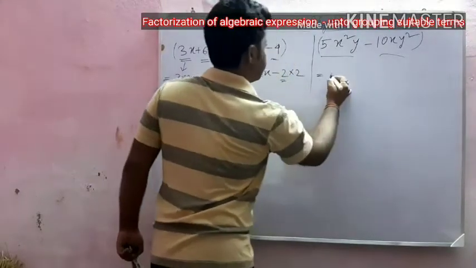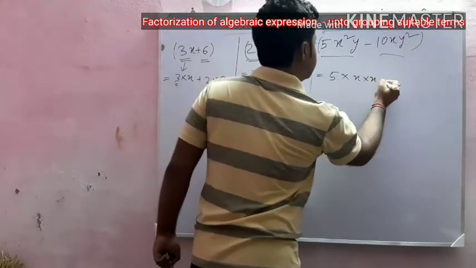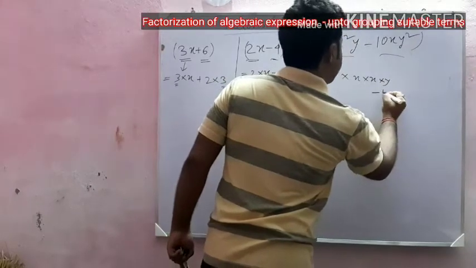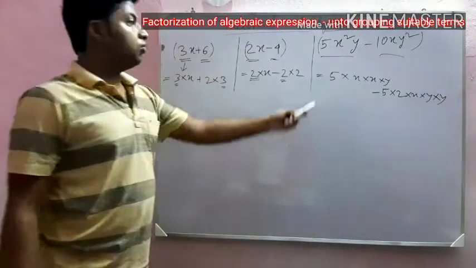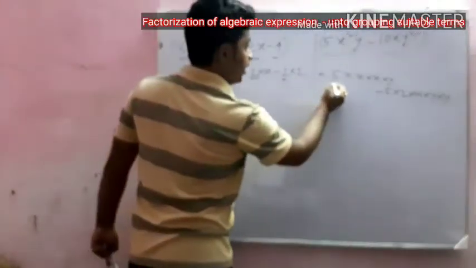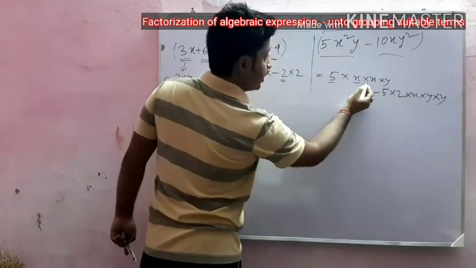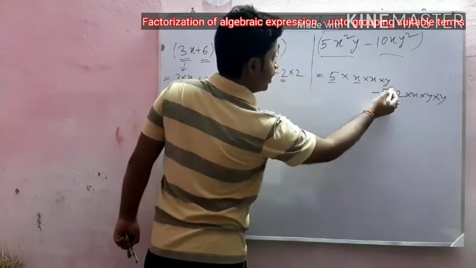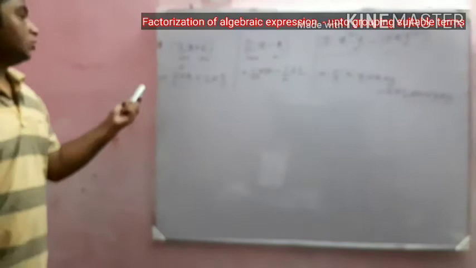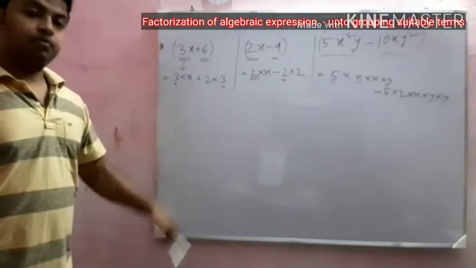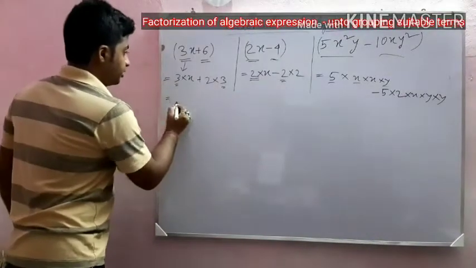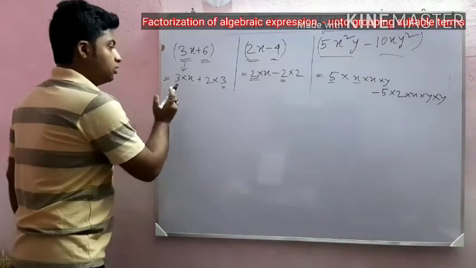Here, break them: 5 into x into y, and 5 into 2 into x into y into y. What is the common term there? A 5, one x and one y, right? So at first you need to break each term into its factors, and then you have to find out the common terms among them. Okay. Then you need to take out the common term.